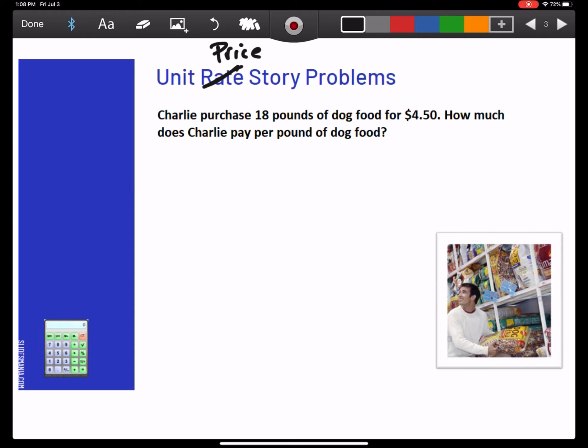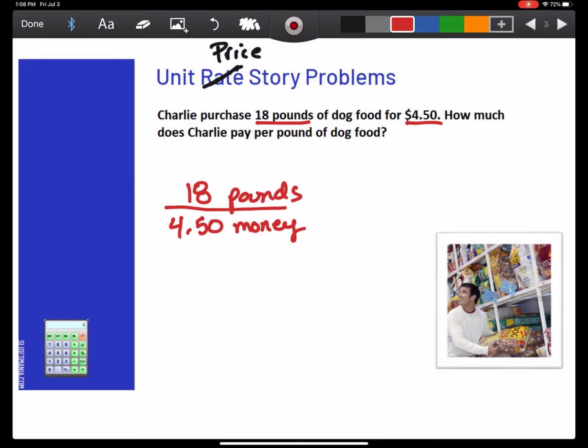Now, I'm going to do this problem wrong. I'm going to show you how some students do it. So don't write this down. In fact, I'm going to do it all in red. Some students will go and they'll say 18 pounds and they'll say $4.50. And then they'll just write it out like this. They saw pounds first, so they wrote pounds first. And then next they saw the money, so they'll write the money. And they get 18 divided by $4.50.